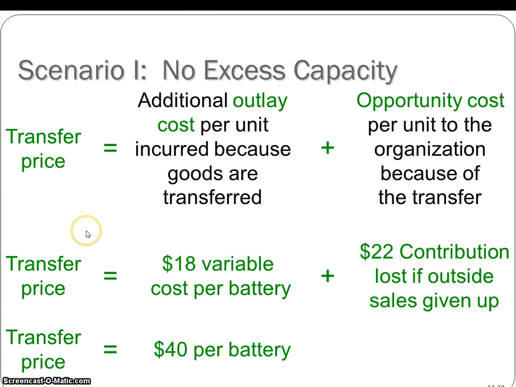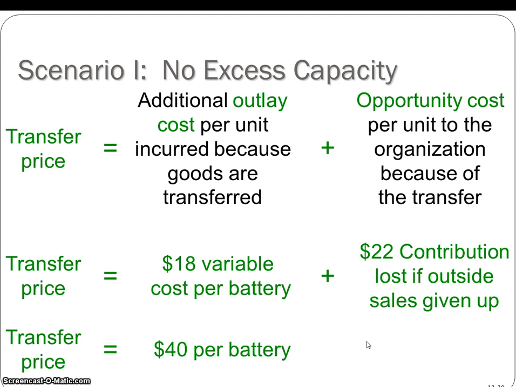All right. I trust that you gave it a very full-hearted effort. So let's look at what the answer is. Again, this is scenario 1 where there's no excess capacity, meaning they're selling as many batteries as they can. And again, we're going to use this rule: transfer price equals the additional outlay cost per unit incurred because the goods are transferred, plus the opportunity cost per unit to the organization because of the transfer.